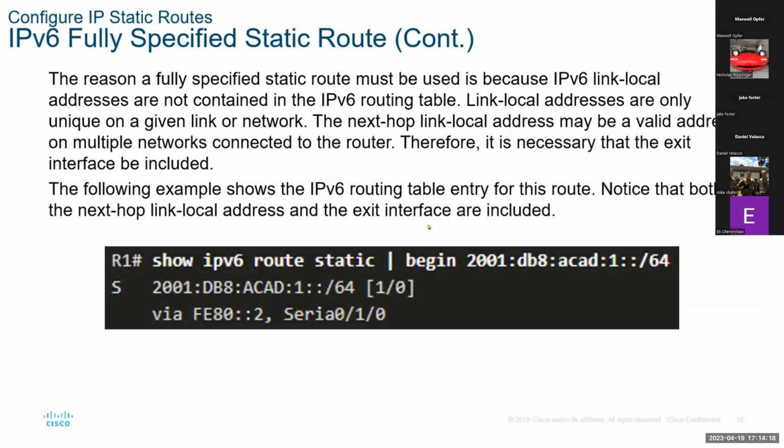The reason a fully specified static route must be used is because IPv6 link local addresses are not contained in the IPv6 routing table. Link local addresses are only unique on a given link or network. The next hop link local address may be a valid address on multiple networks connected to the router. Therefore, it is necessary that the exit interface must be included. The following example shows the IPv6 routing table entry for this route. Notice that both the next hop link local address and the exit interface are included. And then you just have that big blown up one on there.